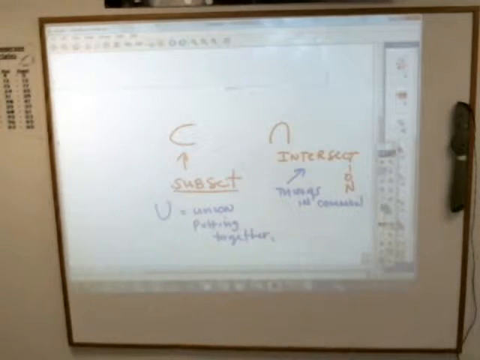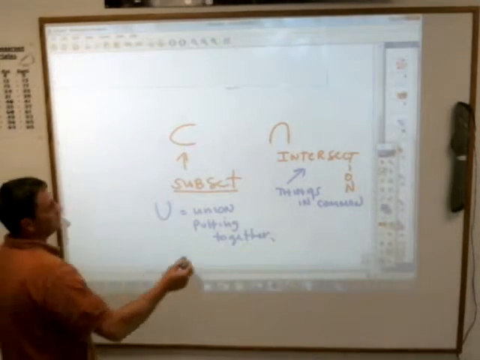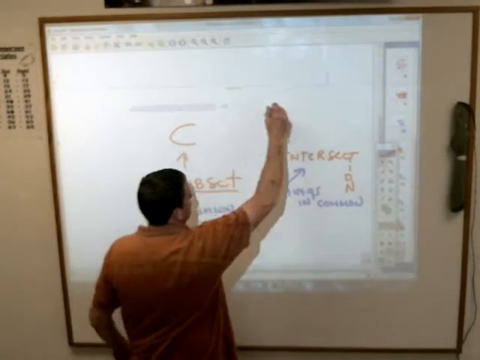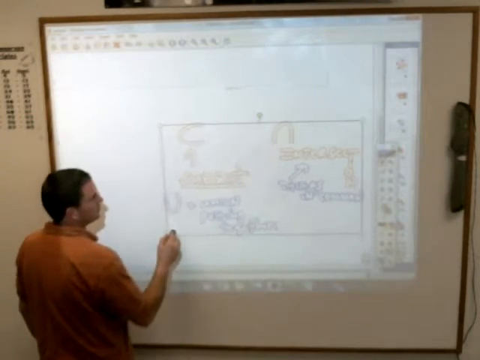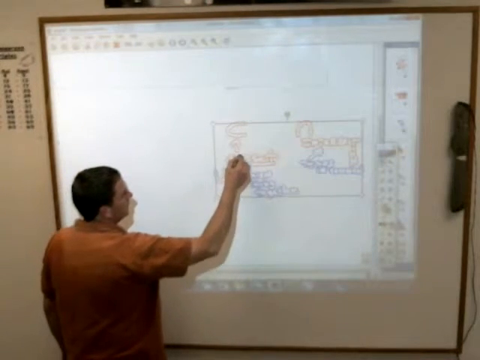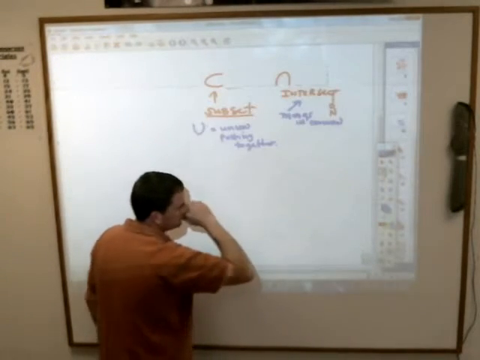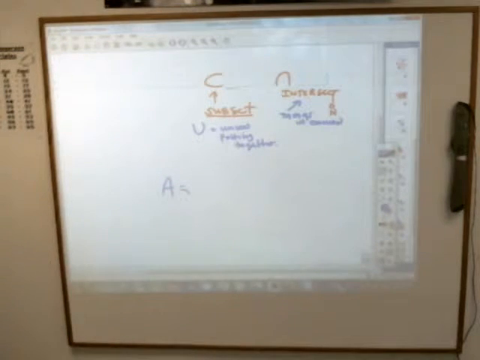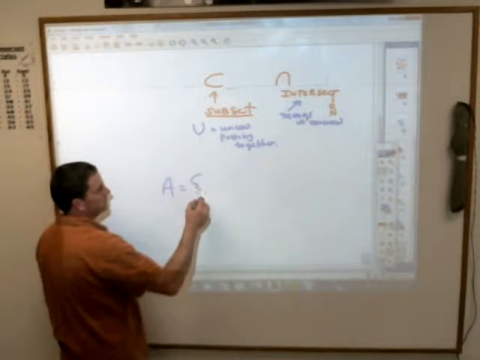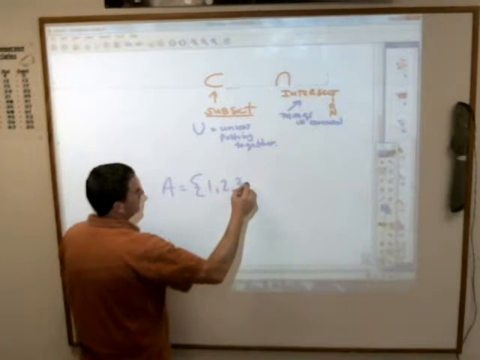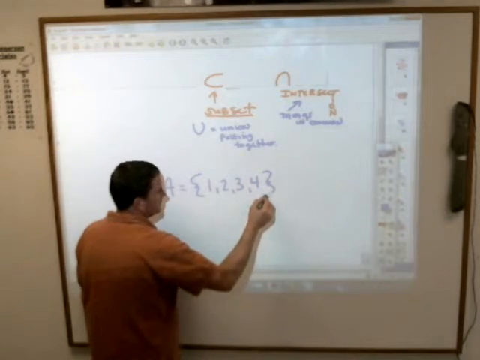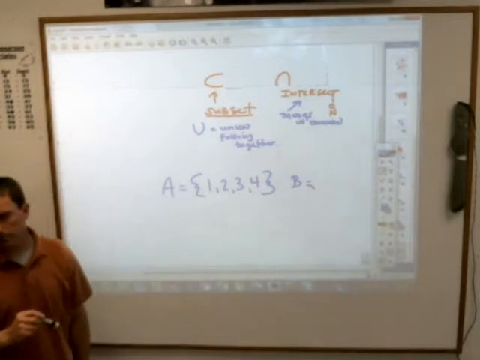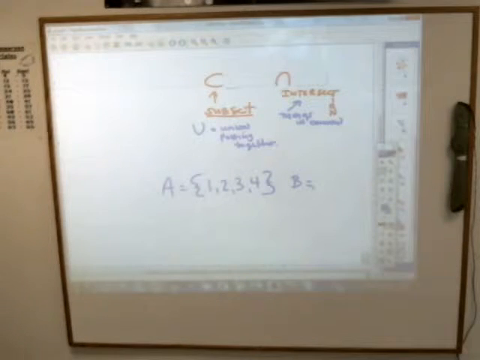Oh, I guess they did some sort of a chart over here. So, for example, let me show you this. Here's an example. I'm going to shrink this down so I have a little room to work. Let's say you've got this. Set A equals 1, 2, 3, and 4. Set B equals 2, 4, 6, and 8.